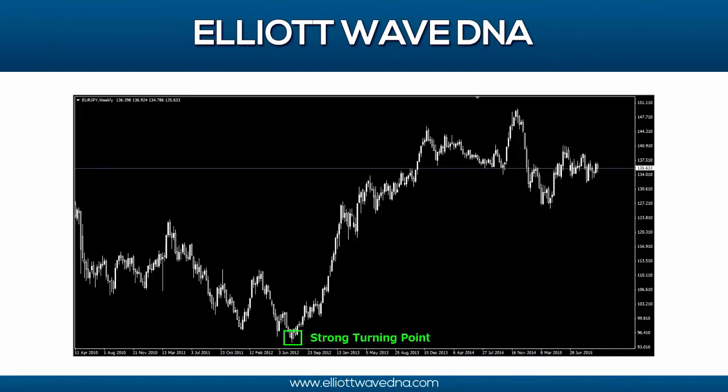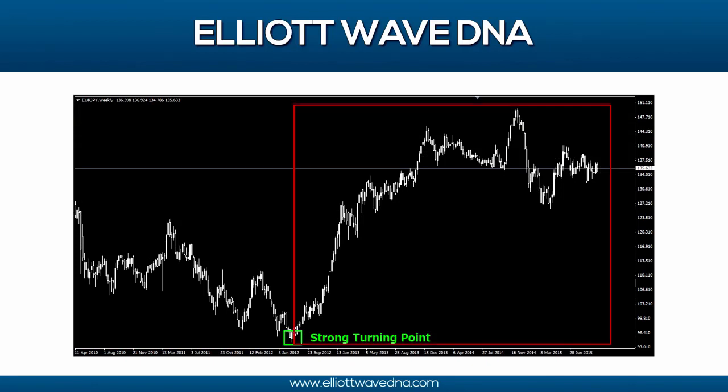In the Euro-Yen chart, we found the strong turning point, so we need to ask ourselves, what kind of move does the move from the strong turning point till the current market price look to us? Does this look motive or corrective? I would probably say motive, because we had a strong uptrend and there were not so many overlapping movements.